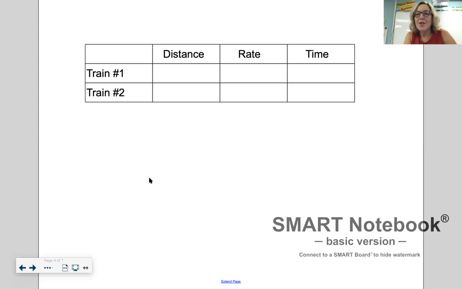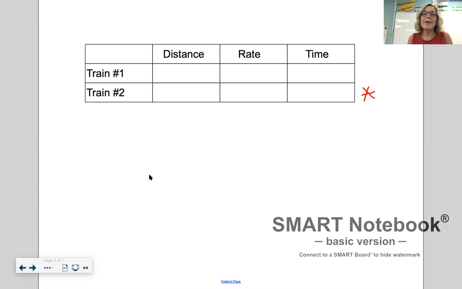So what I'd like you to do is to set up a table, and this is a very organized way to solve these kinds of problems. So pause the video and copy this table down. Okay, so we have train 1 and we have train 2. And if you think about what it is we're trying to find, we are trying to find the amount of time it will take for the second train to catch up with the first train. So this value right here is what we're solving for.